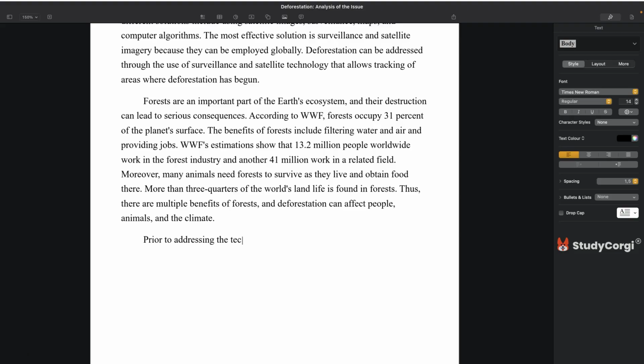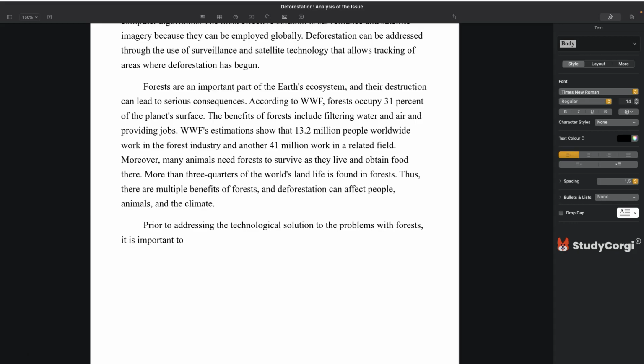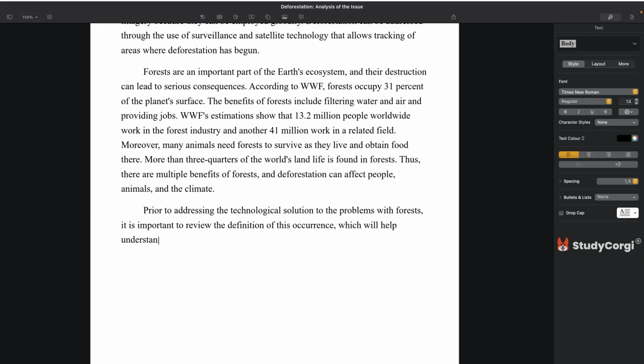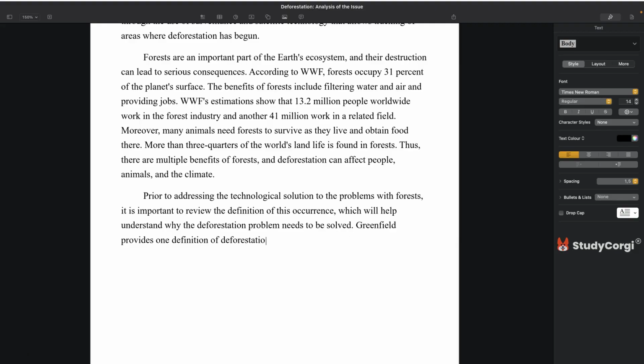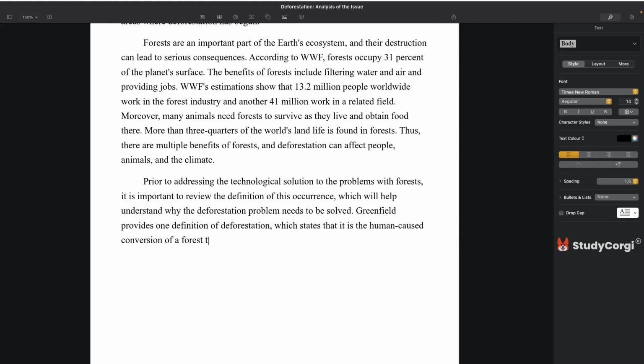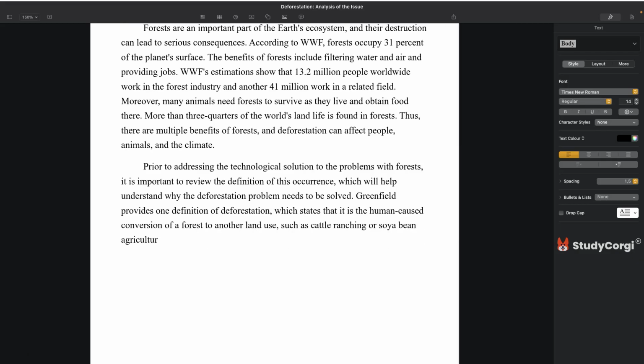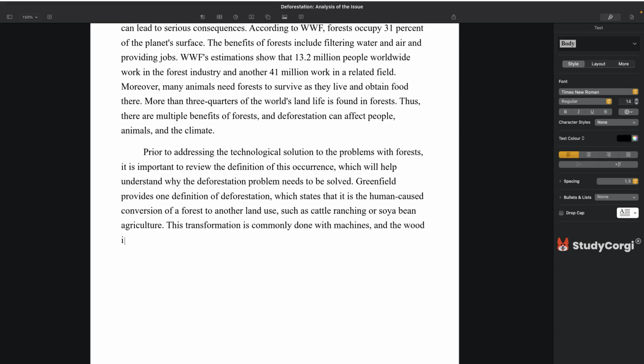Prior to addressing the technological solution to the problems with forests, it is important to review the definition of this occurrence, which will help understand why the deforestation problem needs to be solved. Greenfield provides one definition of deforestation, which states that it is the human-caused conversion of a forest to another land use, such as cattle ranching or soya bean agriculture. This transformation is commonly done with machines, and the wood is subsequently burned.